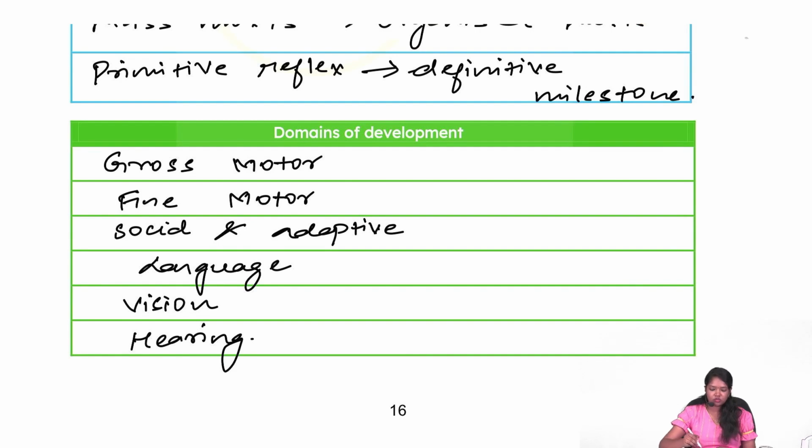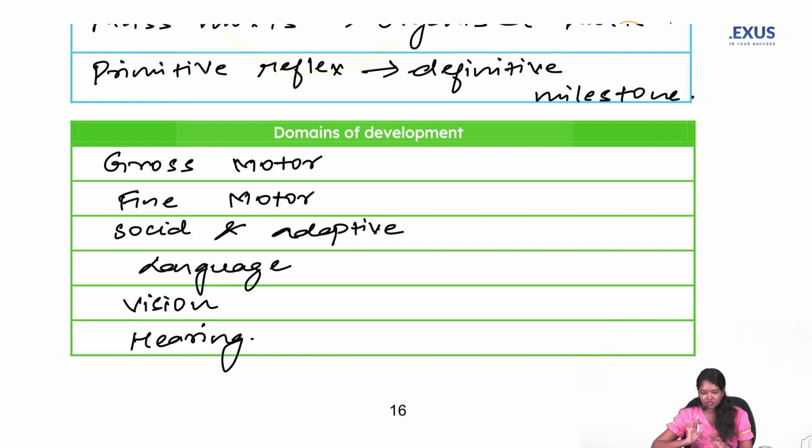Okay. Gross motor activities: sitting, running, walking, jumping, all this is gross. Fine motor activities: how the baby holds a pen, when the baby starts writing, scribbling, that is fine motor. Social and adaptive: how you interact with society. Language: how the baby starts speaking. Vision and hearing, you all know. These are the headings under which we are going to learn development.